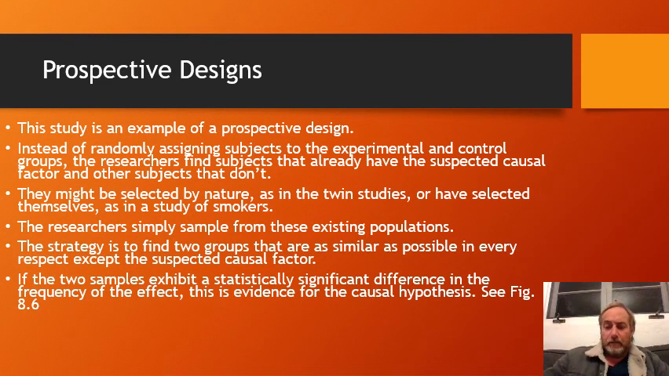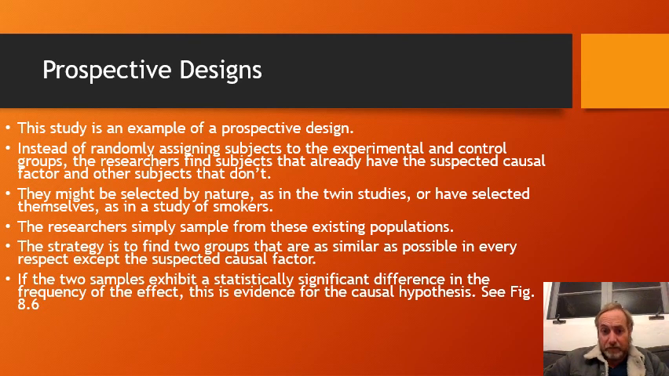So why do we bring up this study? This study is an example of a kind of model that we're interested in. It's called a prospective design. As we saw with the rats and the saccharin bladder cancer studies, we were able to randomly assign subjects to experimental and control groups. You could just randomly sample from the population and then randomly split them into groups.